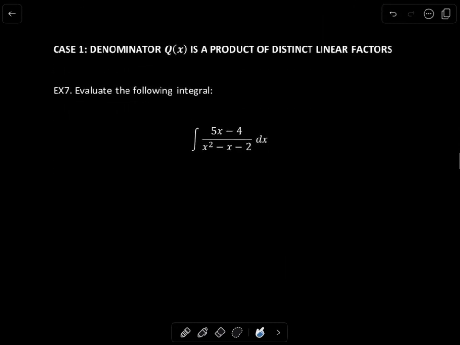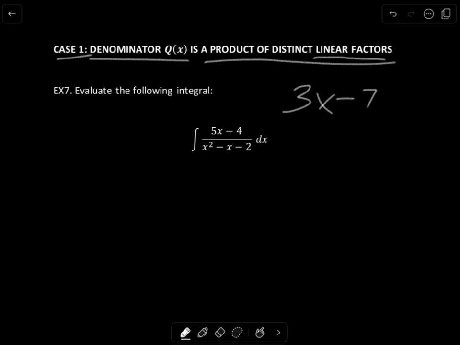So remember, there are 4 cases to consider when you are using partial fractions. Case 1 is where the denominator q of x is a product of distinct linear factors, right? Remember what a linear factor is. A linear factor is something that just has the equation of a straight line, like 3x minus 7, minus 5x plus 2. That's a linear factor, right?